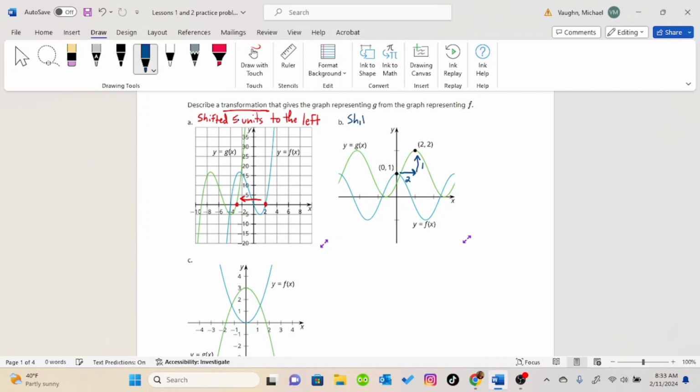So B: shifted 2 units right, and 1 unit up.